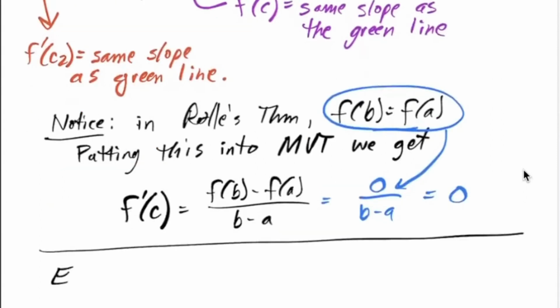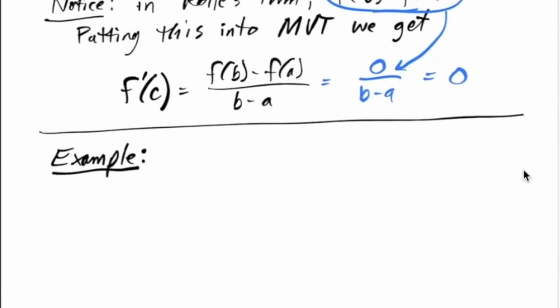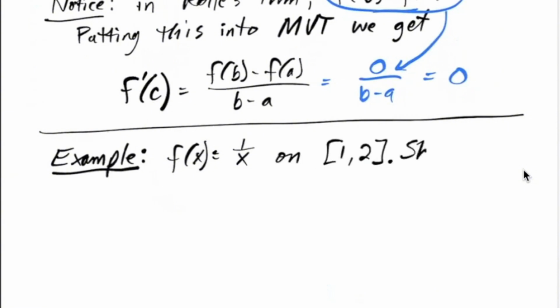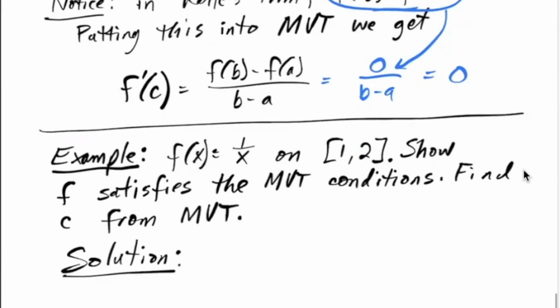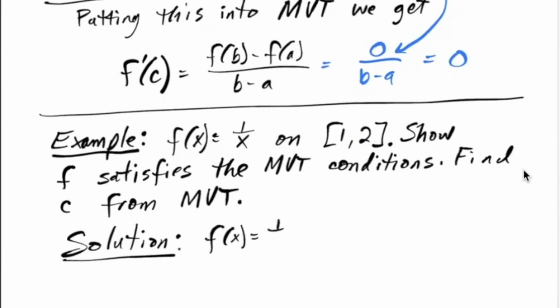All right, let's do an example with the mean value theorem then. We're going to have a function, we're going to call this function 1 over x, and we're going to be on the interval from 1 to 2. And we're going to show f satisfies the conditions of the mean value theorem, and then we're going to find c from the mean value theorem. Okay, well, I've got my function f of x equals 1 over x. Again, we're on 1 to 2.